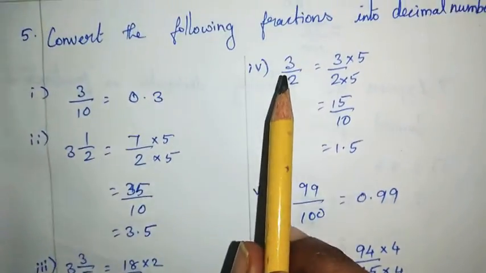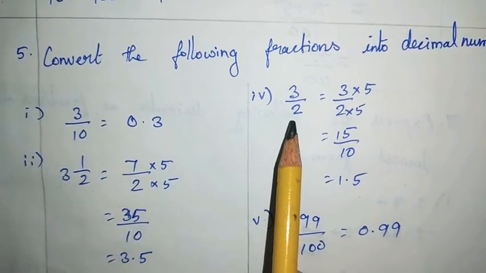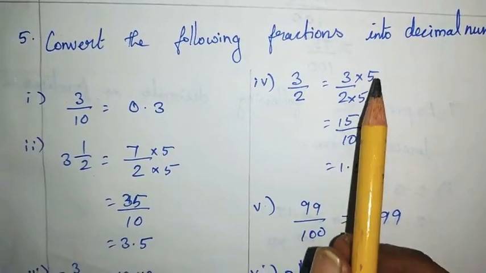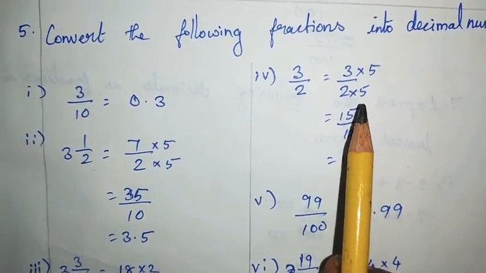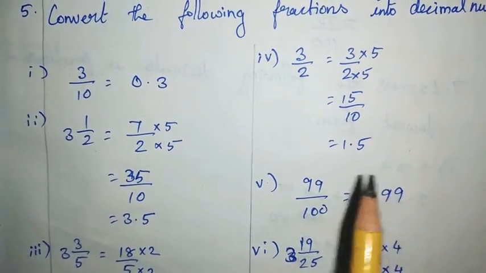Fourth sum is also given as 3 by 2. Here also the denominators are different. So we are going to get the denominator as 10 by multiplying both the numerator and the denominator by 5. We get 15 by 10, that is equal to 1.5.